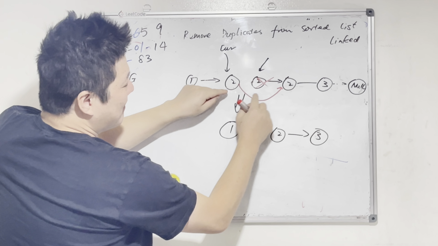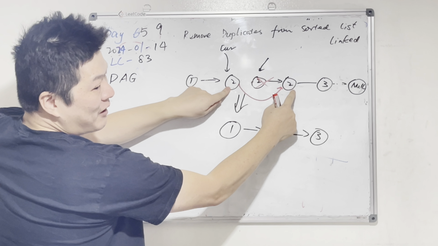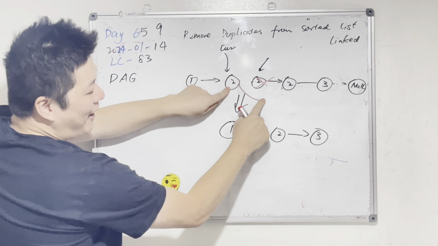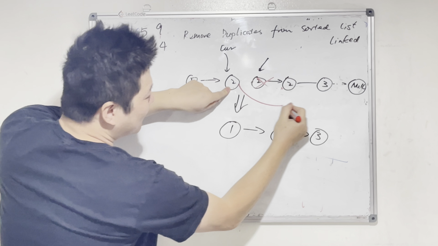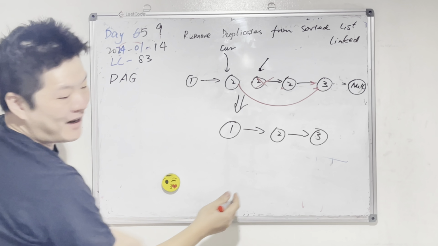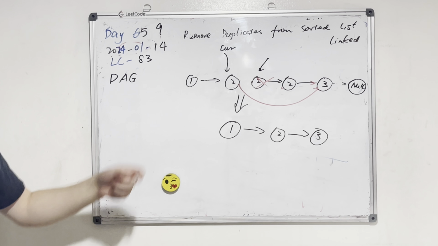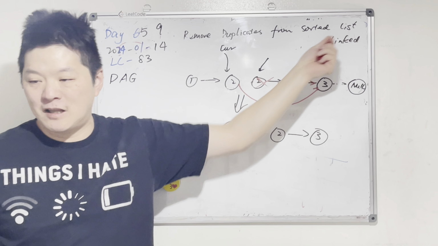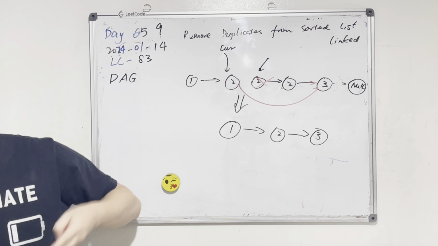Now this and this are the same. So we redirect the link to point to its next. This way we can remove it, because the list is sorted, so we can always compare the current and the next one, right?